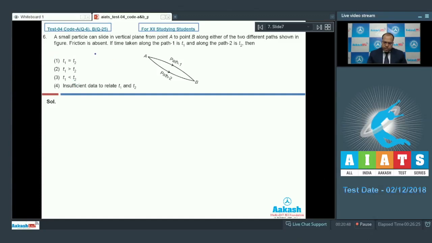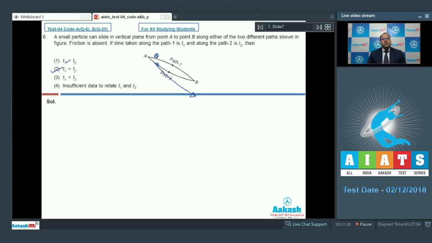So, suppose I keep a small particle here and here on paths 1 and 2, then I can easily see the initial acceleration in path 2 is more as compared to the initial acceleration in path 1. So if acceleration is more, the time taken to cover path 2 will be less as compared to the time taken to cover path 1. So option 2 is the correct answer. The correct answer for question number 6 is option 2.